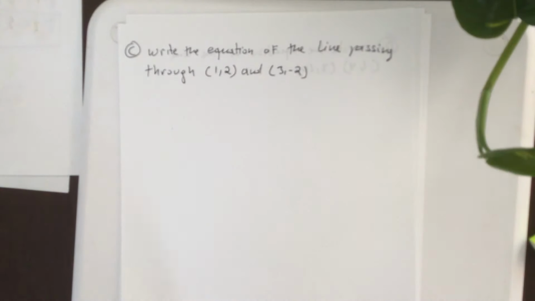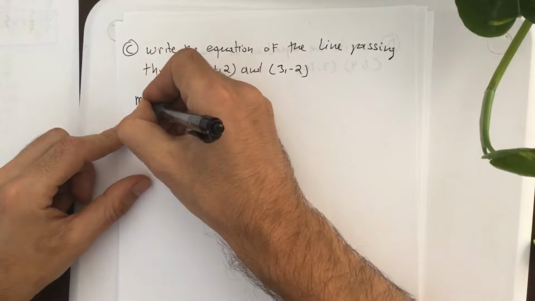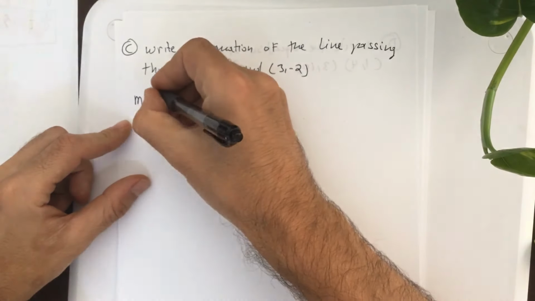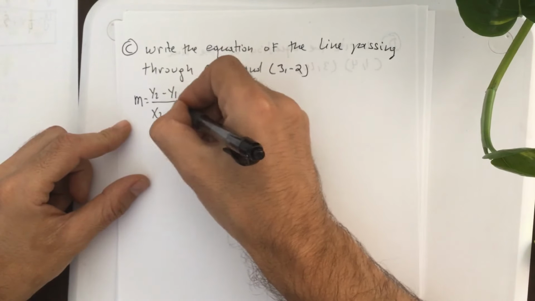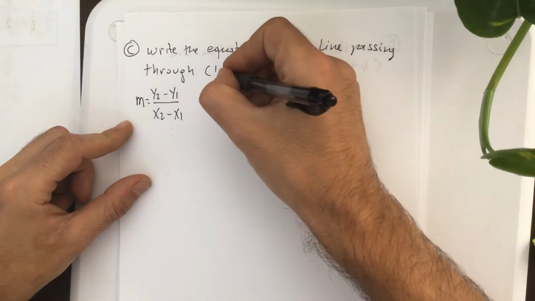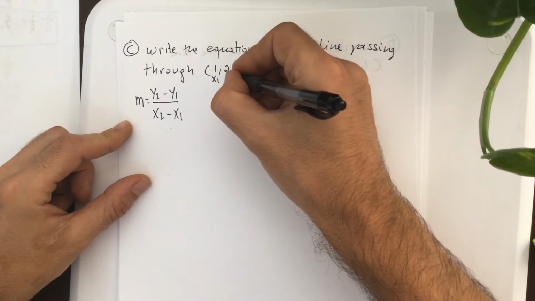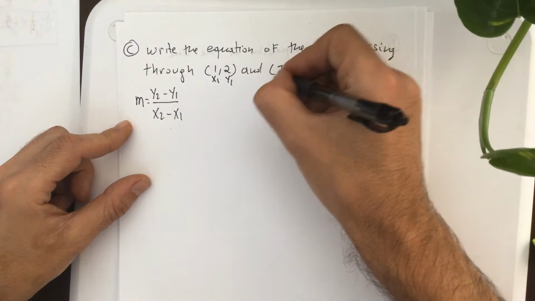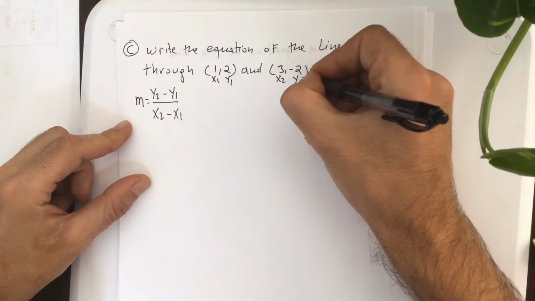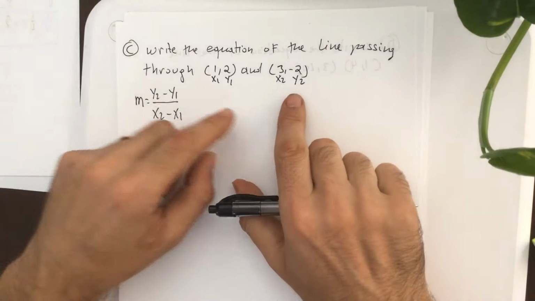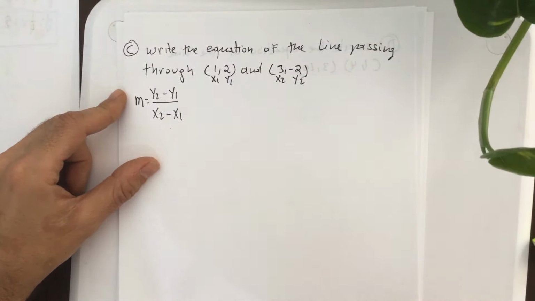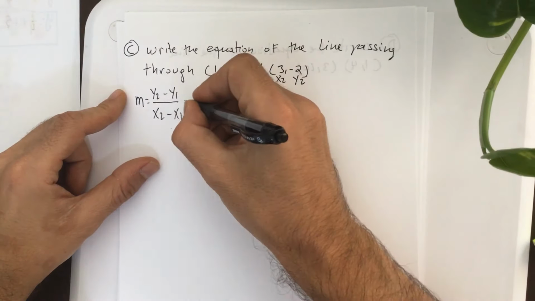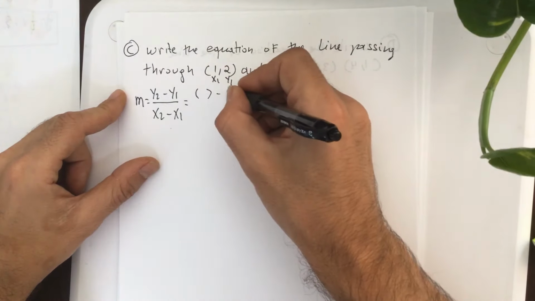So now, same as before, I need the slope, so I need to find out the slope using the slope formula, y2 minus y1 over x2 minus x1. So again, I'm going to call this one x1, this one y1, this one x2, and this one y2. And again, it could be the other way around. This could be point number 1, and this could be point number 2. It doesn't matter, as long as you keep the order. So let's plug in that information.